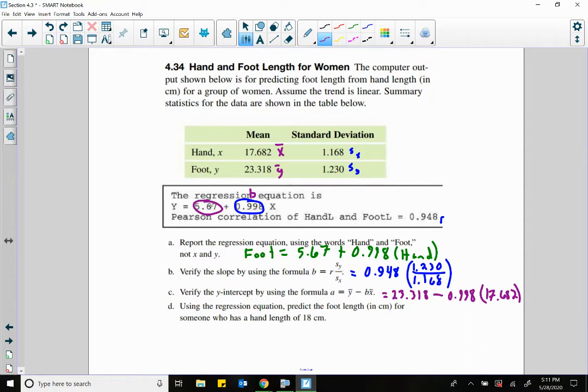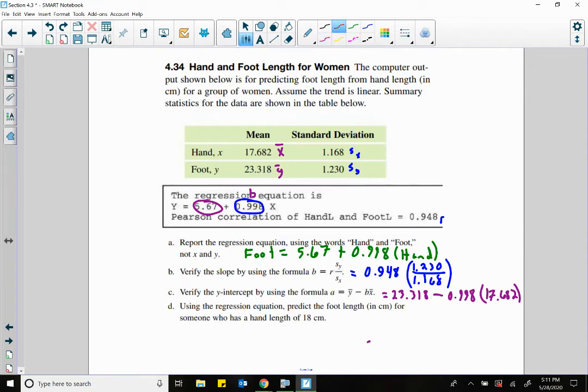5.665, and the 5 says, hey, round up. So yes, it does match. It's good. Okay? And then last but not least, I just wanted you to plug in. Use the regression equation and predict someone who has a hand length of 18 centimeters.